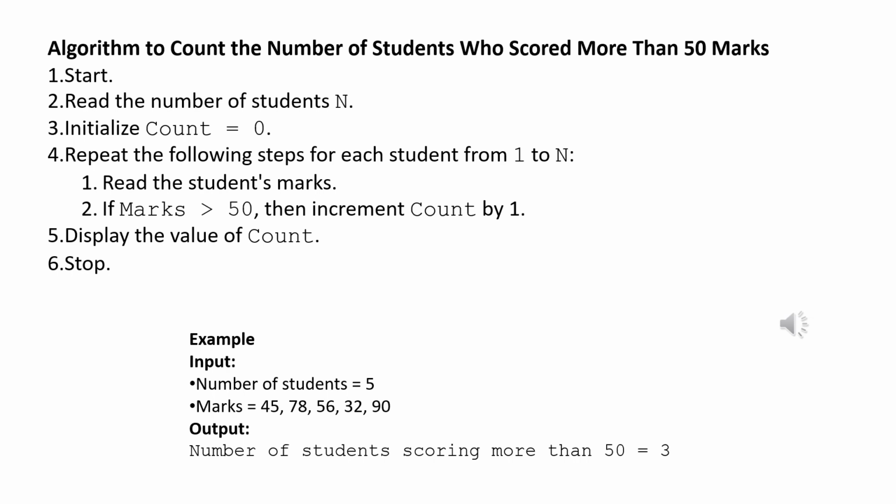The marks secured by the 5 students are 45, 78, 56, 32, 19. The number of students scoring more than 50 equals 3, which is stored in the variable count.